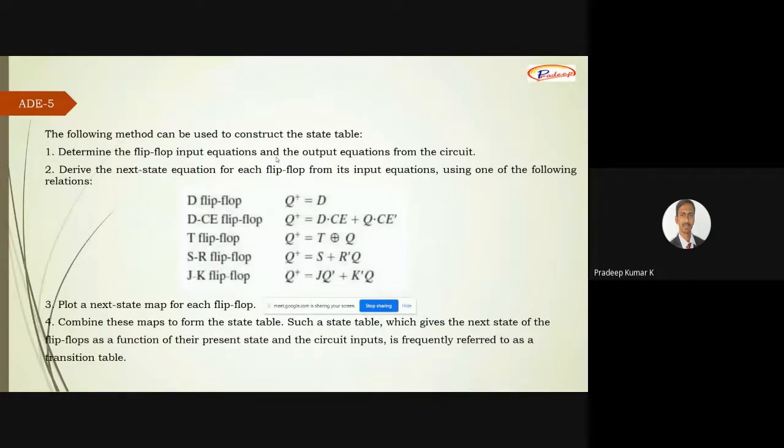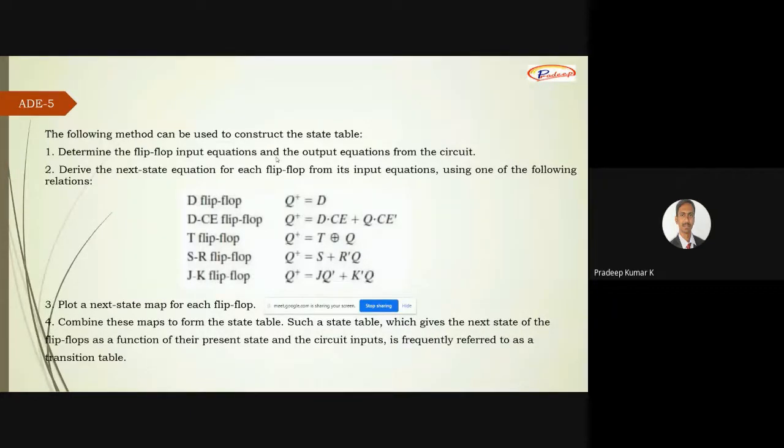Hence, in order to find the flip-flop input equations and the output equations, it is mandatory to know both the input and output equations of the flip-flop. These flip-flops act as active elements for designing state graphs and state tables. Next, after knowing the flip-flop input and output equations, the next step is to derive the next state equation for each flip-flop from its input equation using one of the following relations.